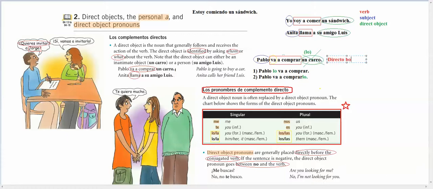Direct object pronouns can either be written in front of conjugated verbs or attached to infinitives.